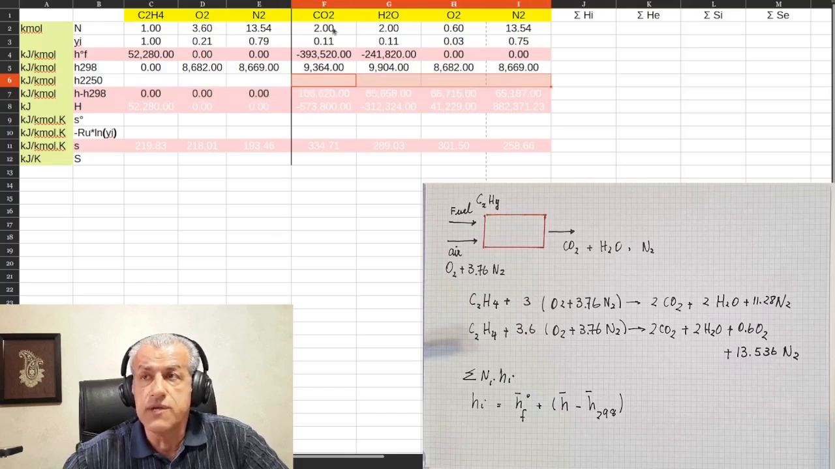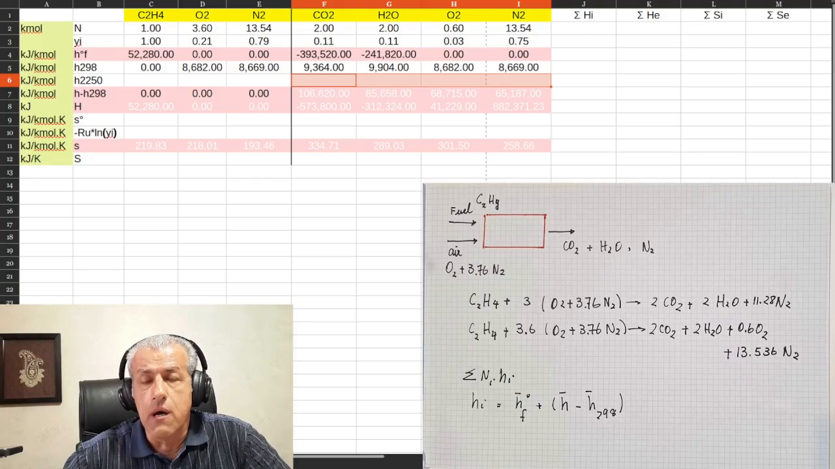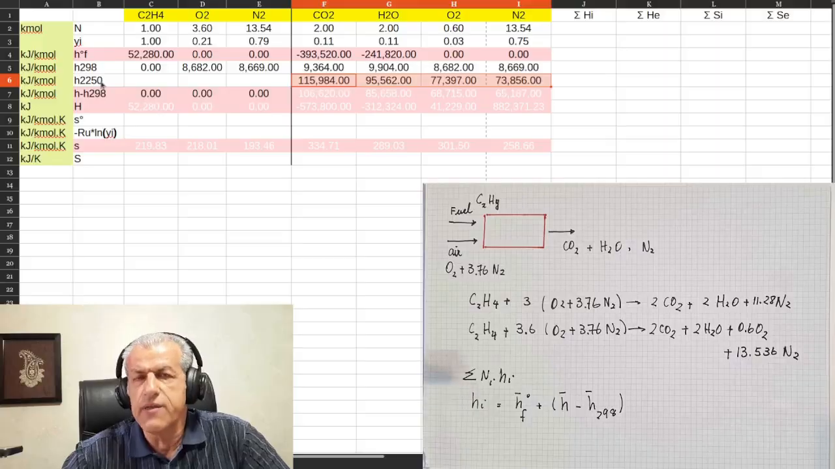We would also read all of these values, enthalpies at 2250, as we assume we start with the value that the products are at 2250 Kelvin. Let's have a small think. Why did I assume the product temperature to be 2250? Where did the value come from? And now I explain it for you.